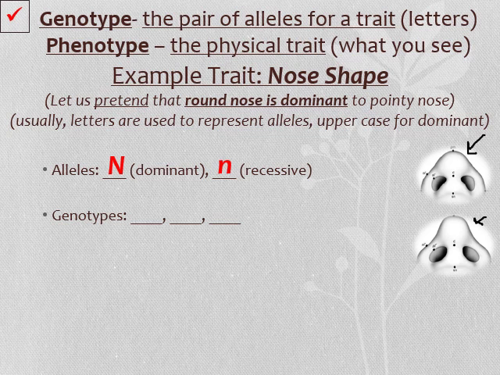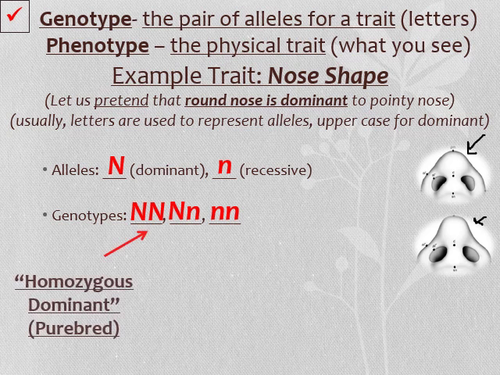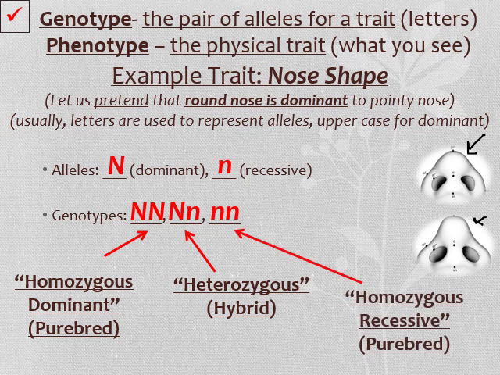Our genotypes would be the combinations we could get from these letters. If you pair these up, we could have capital N, capital N. We could have capital N, lowercase n, and we could have two lowercase n's. These would be our genotypes. We call capital N, capital N the homozygous dominant, or the purebred dominant. We call capital N lowercase n the hybrid, or the heterozygous pair. And we call the recessive, or lowercase, the homozygous recessive, or purebred recessive. Since capital N, capital N has two dominant letters, it would give us a round nose.